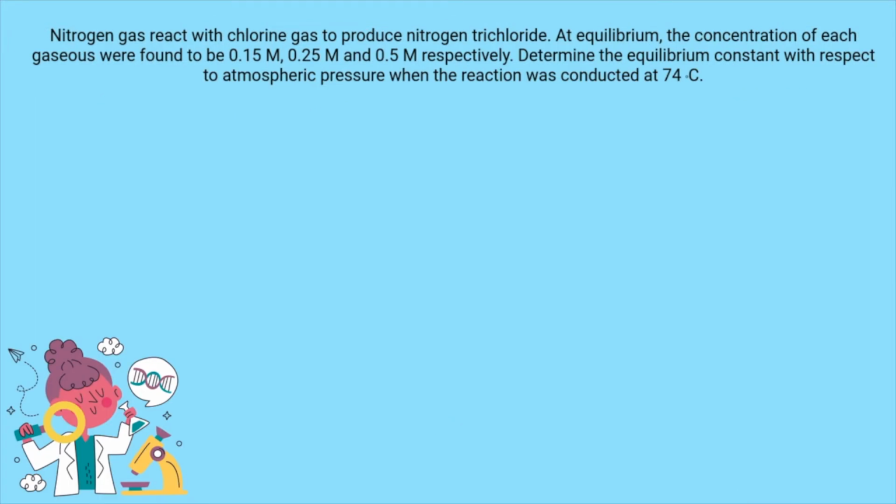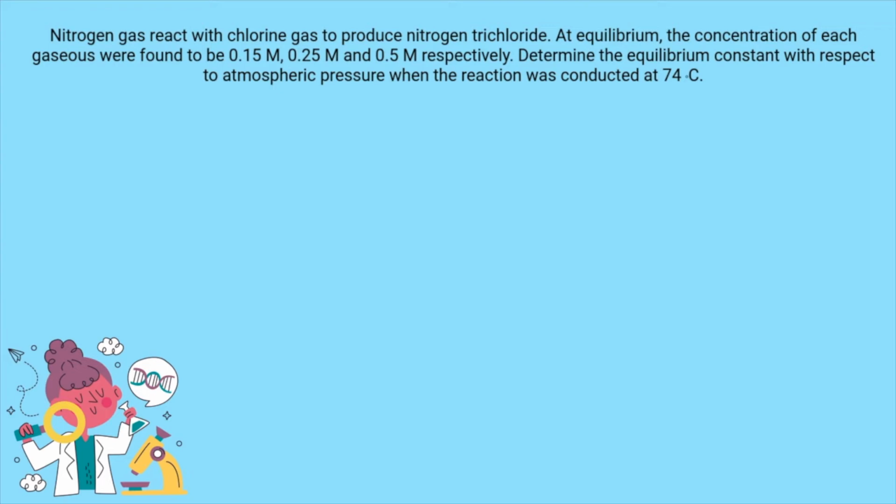Let's move on to question number 3. Nitrogen gas reacts with chlorine gas to produce nitrogen trichloride. At equilibrium, the concentration of each gas was found to be 0.15 molar, 0.25 molar, and also 0.5 molar respectively. Determine the equilibrium constant with respect to atmospheric pressure when the reaction was conducted at 74 degrees Celsius. Let's do this question together.